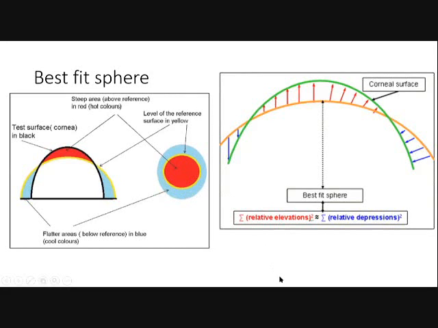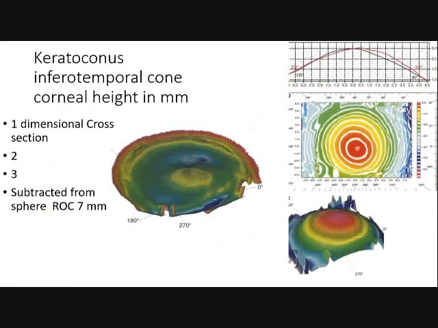So this is the concept of elevation and best fit sphere. This is the primary importance. Coming to the cornea, you will see that here in the center the cornea is coded red. That means in this three-dimensional map, the cornea is too much elevated from the best fit sphere.